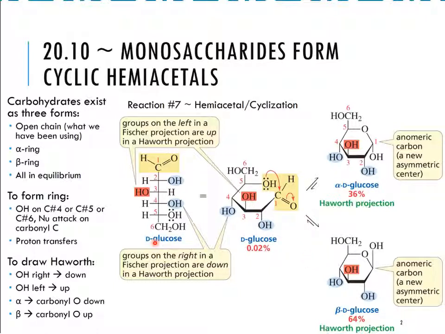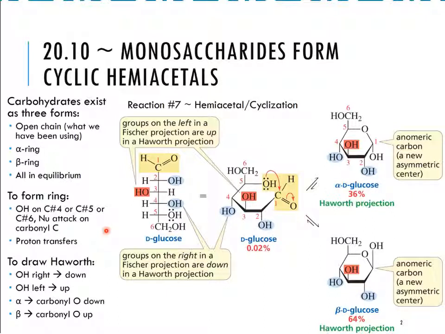Now, in how or when these rings form, it can be a lot of different ways. So here's my little list here. Carbon 4, 5, or 6, the alcohol on it can cause this attack. Now, how do we know which carbon's going to do it? It's going to depend on how many atoms there are.